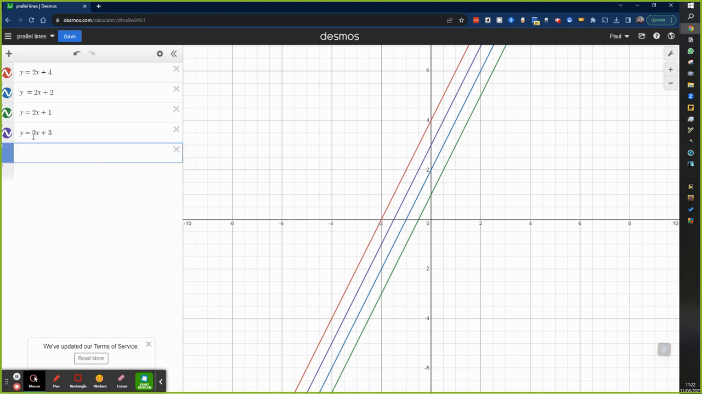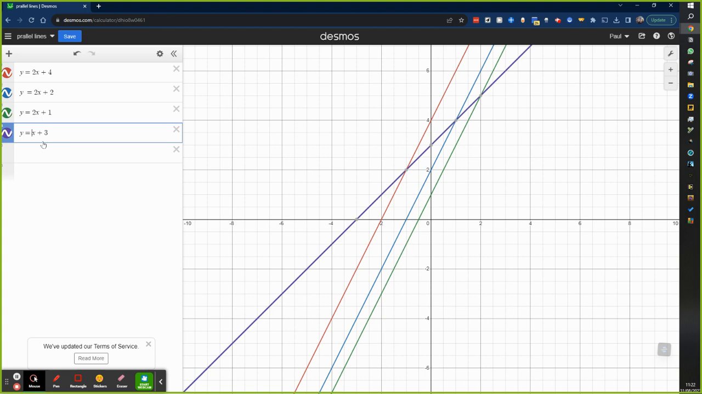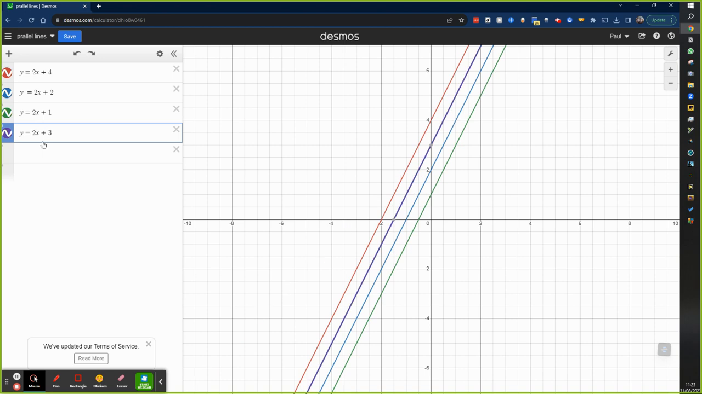If I changed it so that the gradient wasn't 2, but instead 3, clearly it's not parallel anymore, or 4, or just 1, or whatever. It's not parallel. So the parallel lines are relatively easy. The gradient would be the same. Now, it doesn't matter at all what the y-intercept is, apart from if it was the same y-intercept, I suppose it would be on the same line.